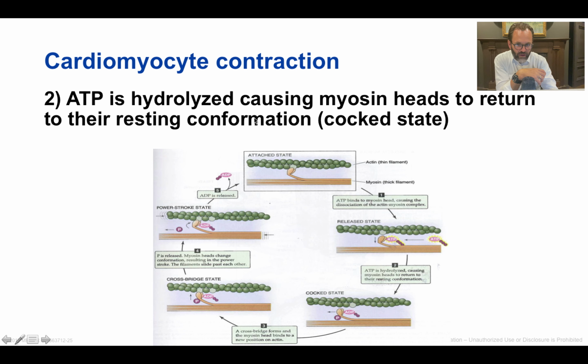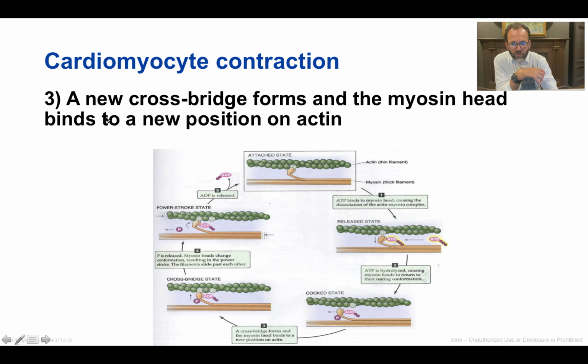So you have the hydrolysis of ATP. A new cross bridge then forms and the myosin head binds to a new position on actin. So now you've got this cross-bridge state here. So we go from the release state to the cocked state after the hydrolysis of ATP, moving now to the cross-bridge state. So binding on a new actin head, actin head and myosin binding site on it.